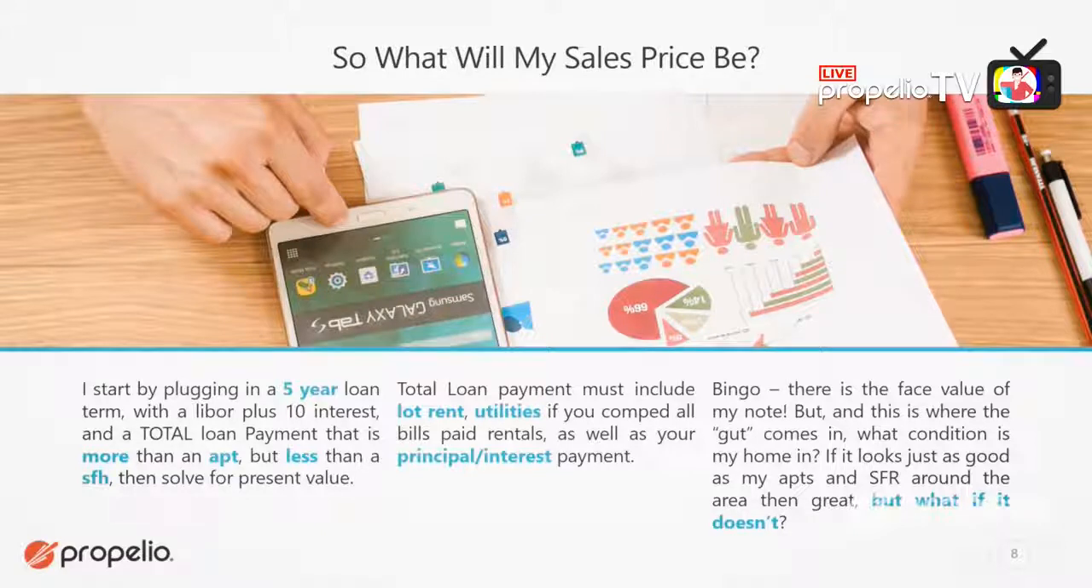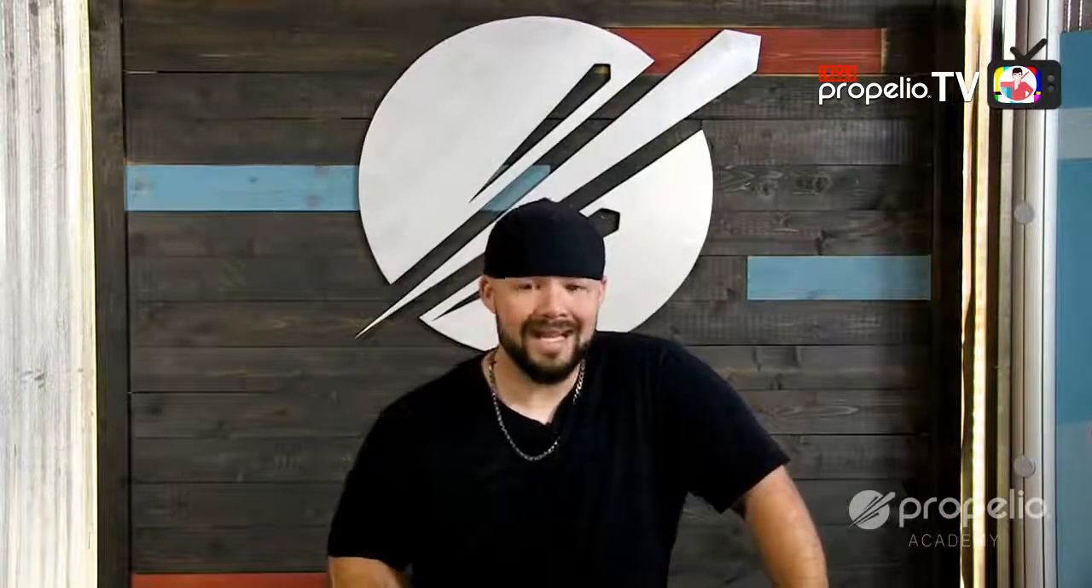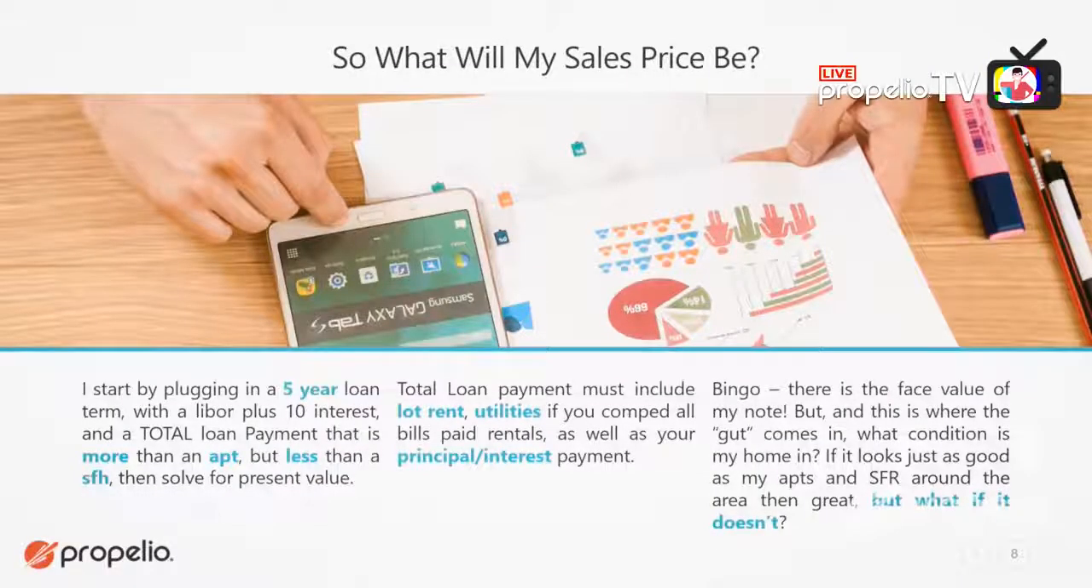And then I want an interest rate of around, let's just go ahead and throw in 12%. With a LIBOR plus 10 interest. Let's just call it 12%. If you look at your 10B2 calculator, you're going to have an interest field on there. In that interest field put in 12%. All right. And a total loan payment that is more than an apartment but less than a single family home, and then solve for present value.